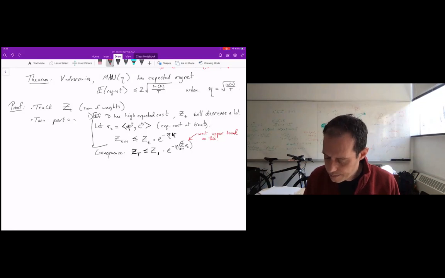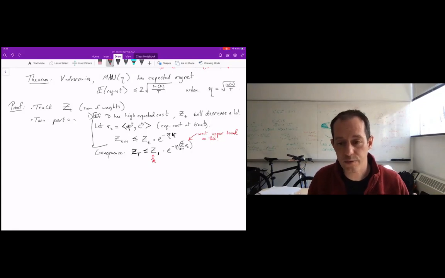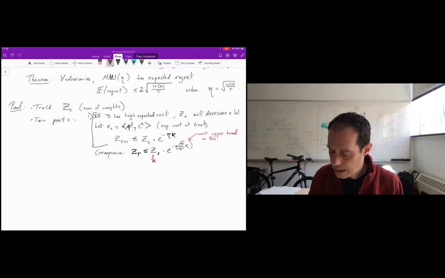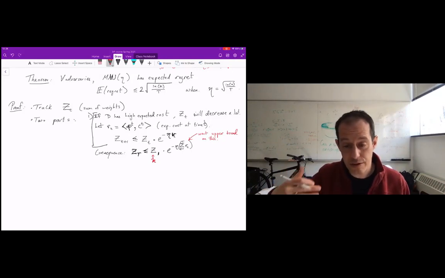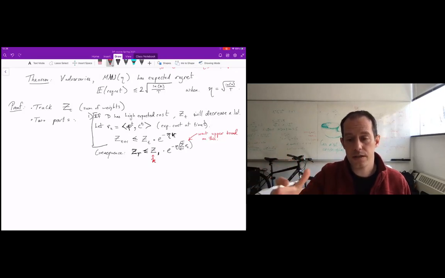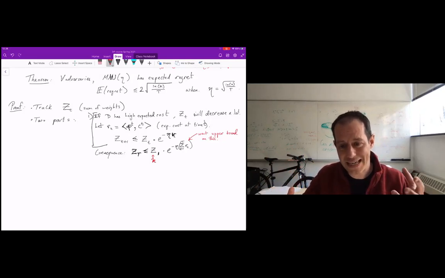Okay, and Z_1 is just k, right? Because all the weights start off at 1, so the initial sum of weights is k, and then it drops over the course of the algorithm. And the more that the algorithm pays in expected cost, the more this Z drops. So this is what's called a potential argument. We're going to show that the Z quantity can't drop too far.